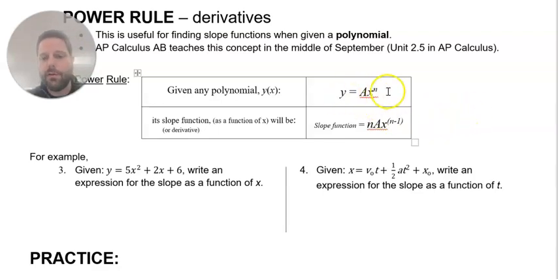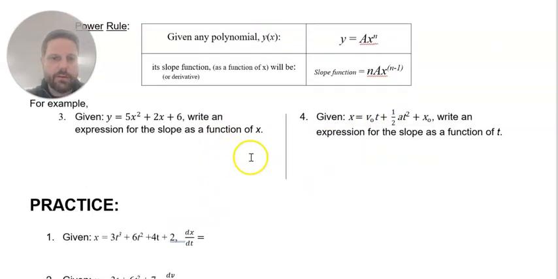So if we just make up some polynomial, let's say y equals capital A, some constant, times x to the n power, then we can get the slope function by taking whatever that power is, multiplying it by the function, and then reducing that power by 1. So for example, let's take a look at this example down here.